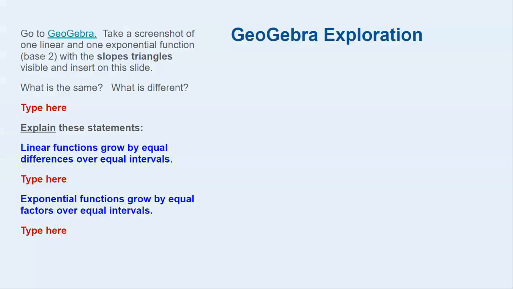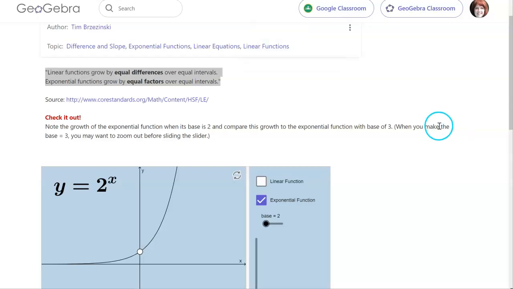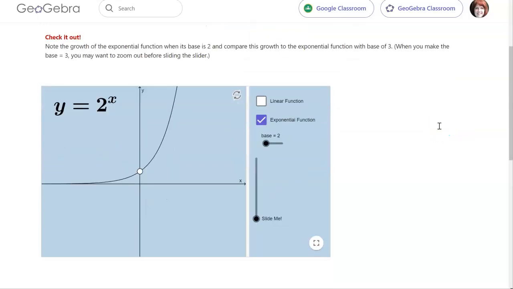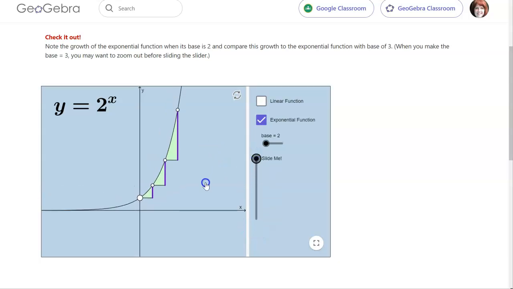First, students will go to Slides and click on this link to go to GeoGebra, and then they're going to basically answer the questions on this slide using this app. When they go in, they're going to see an exponential function, and they're supposed to slide, and it will produce slope triangles. They will need to get a screenshot of this function.